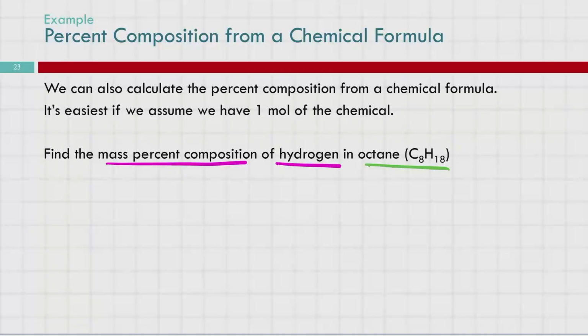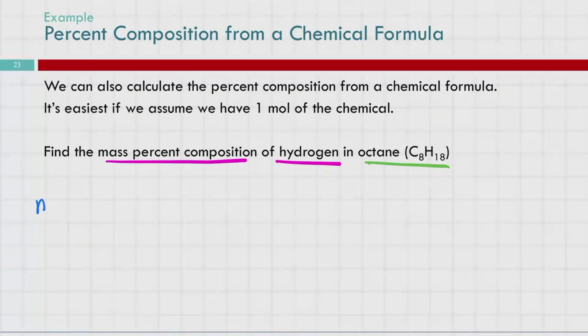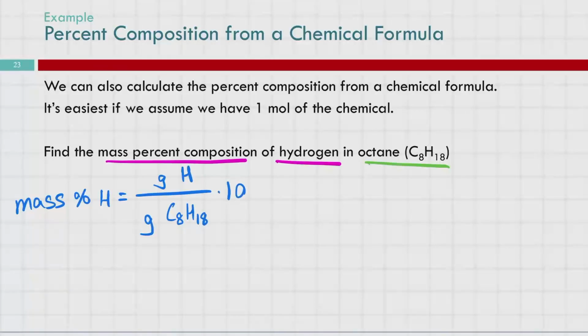This is going to work the same way as before. Our mass percent formula, mass percent, equals grams of the things that we care about. In this case, that's hydrogen, since we're finding mass percent composition of hydrogen. And sneak a little hydrogen in on the left side here as well. And then on the bottom, we want the grams of octane, and then part of our formula times 100%. All right, Mr. K, still waiting for those numbers.